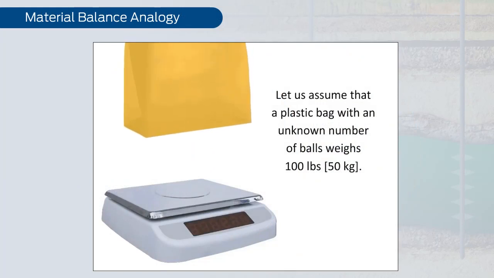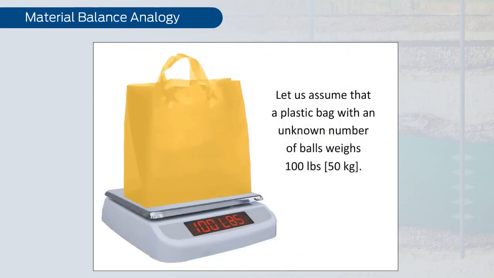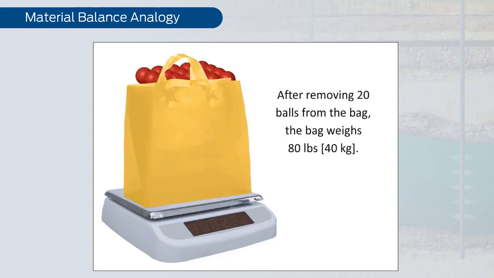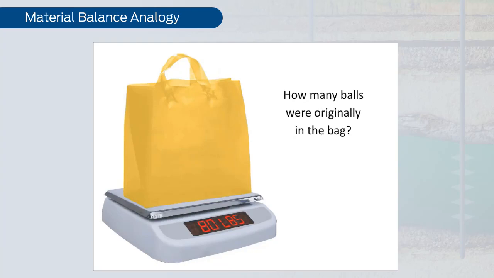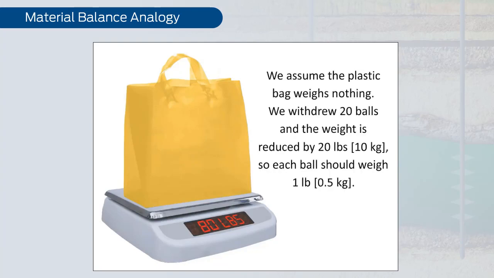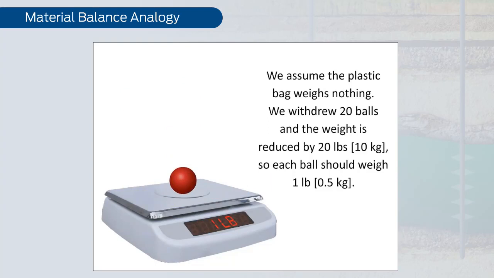Let us assume that a plastic bag with an unknown number of balls weighs 100 pounds, 50 kilograms. After removing 20 balls, the bag weighs 80 pounds, 40 kilograms. How many balls were originally in the bag? We assume that the plastic bag weighs nothing.